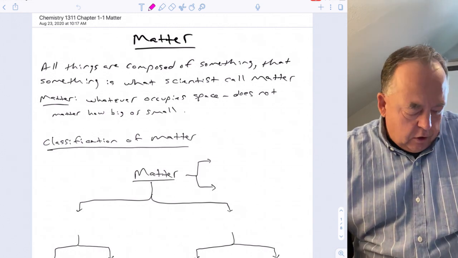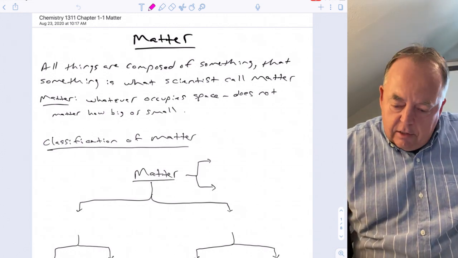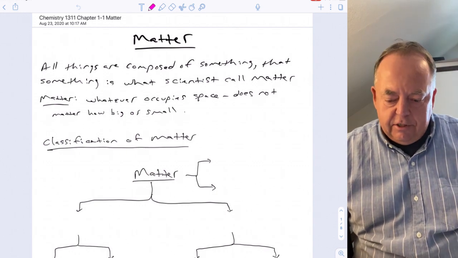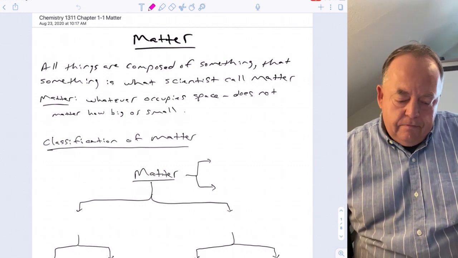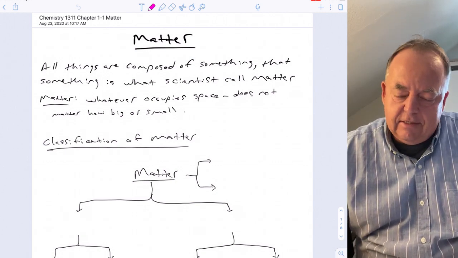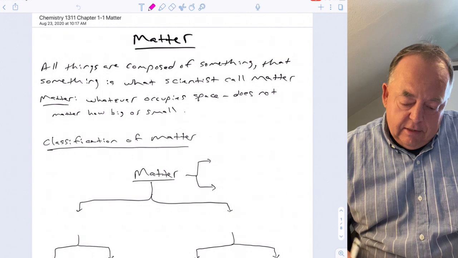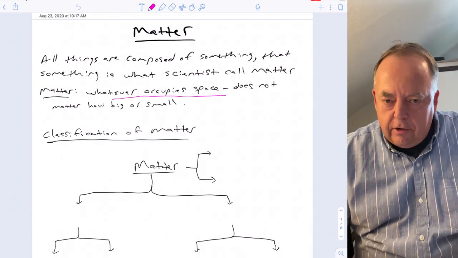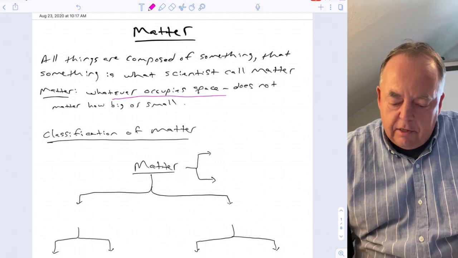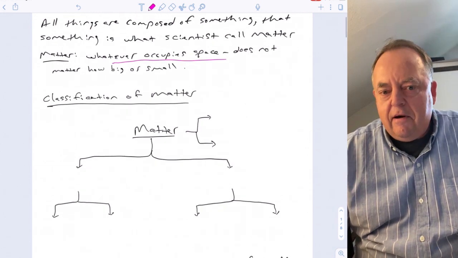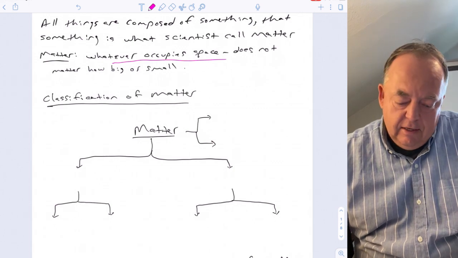Okay, so if we want to start talking about chemistry, then we need to talk about what is matter, and do some basic definitions. Matter: basically all things are composed of something. What that something is, is what scientists call matter. So matter is anything that occupies space. It doesn't matter how big or how small it is. If it occupies space, it is matter. And of course in chemistry, we're generally talking about very small things.